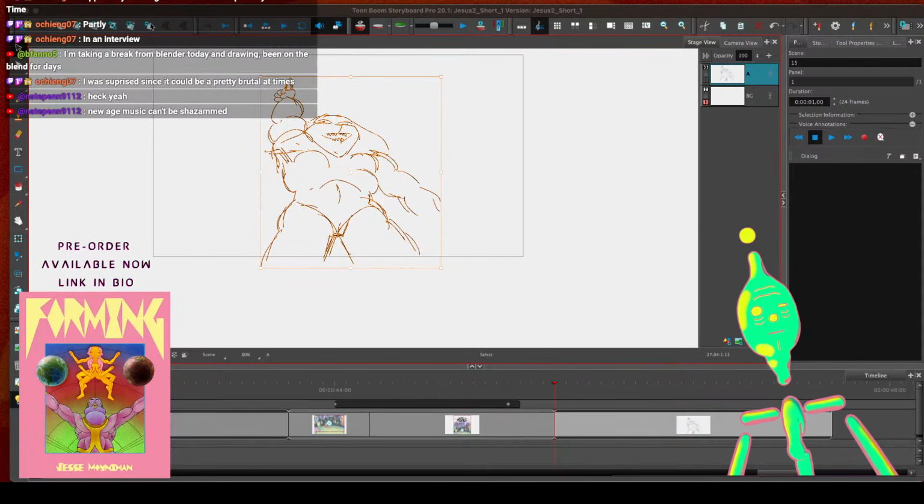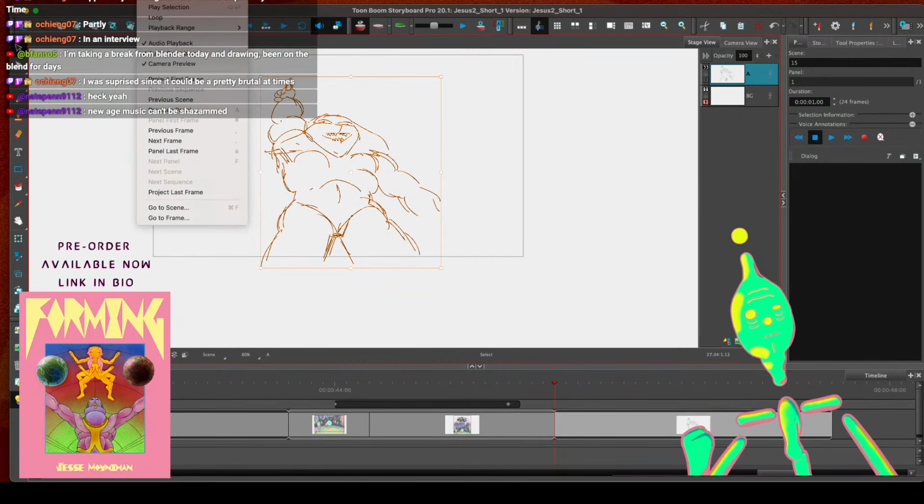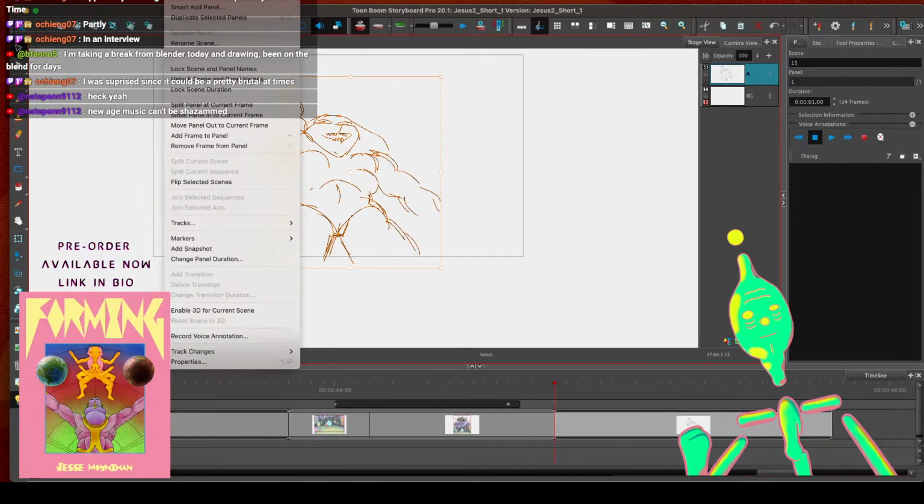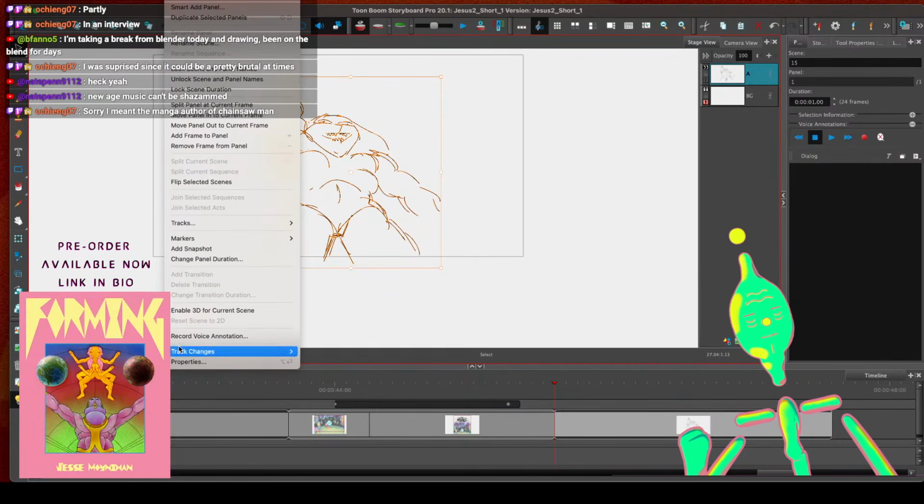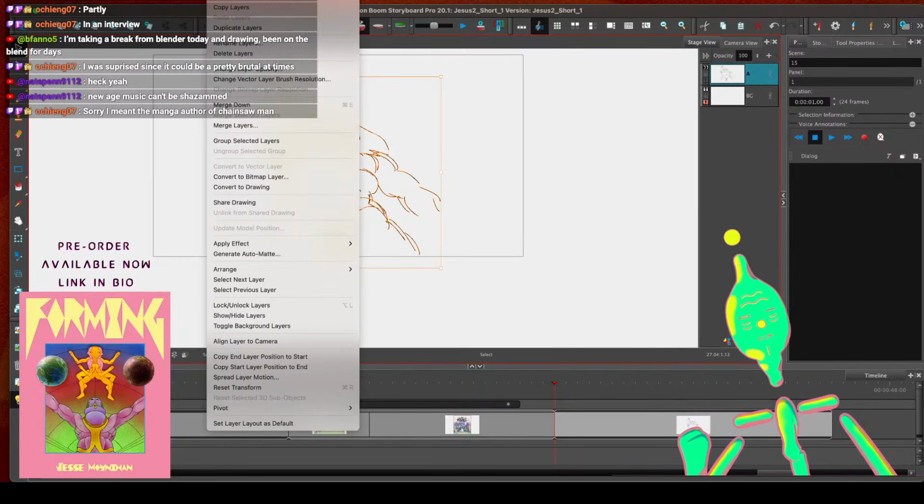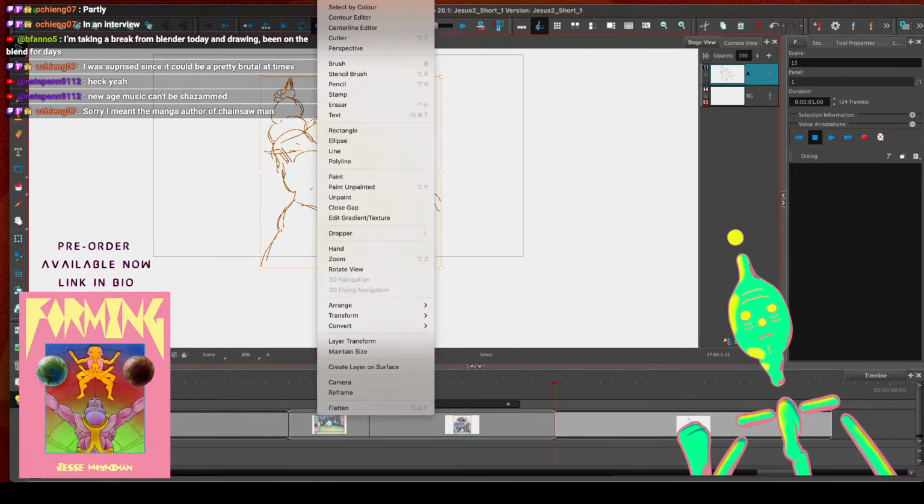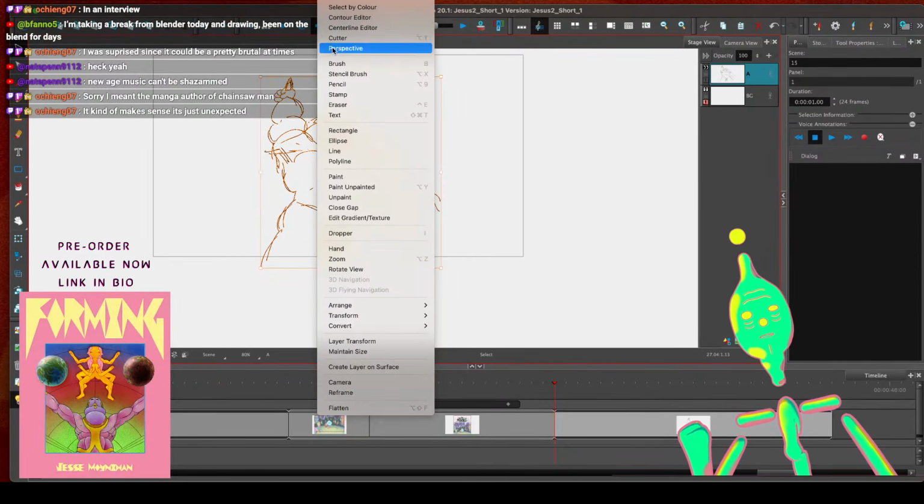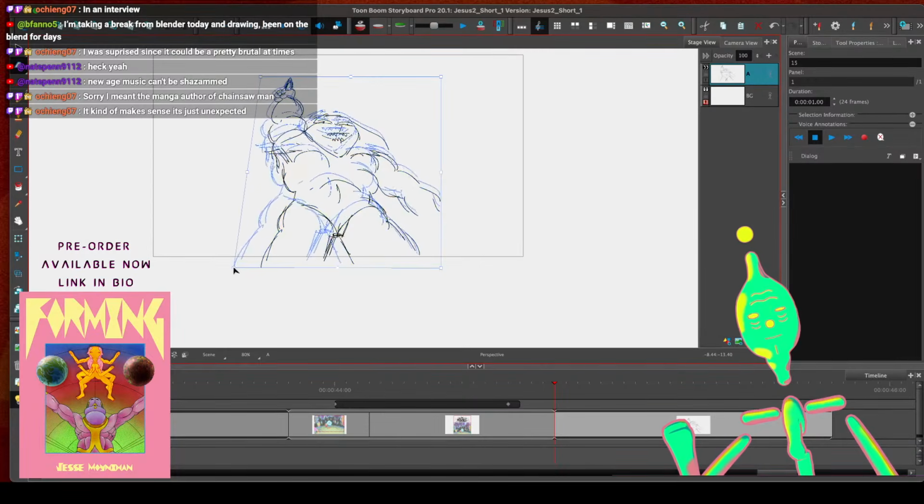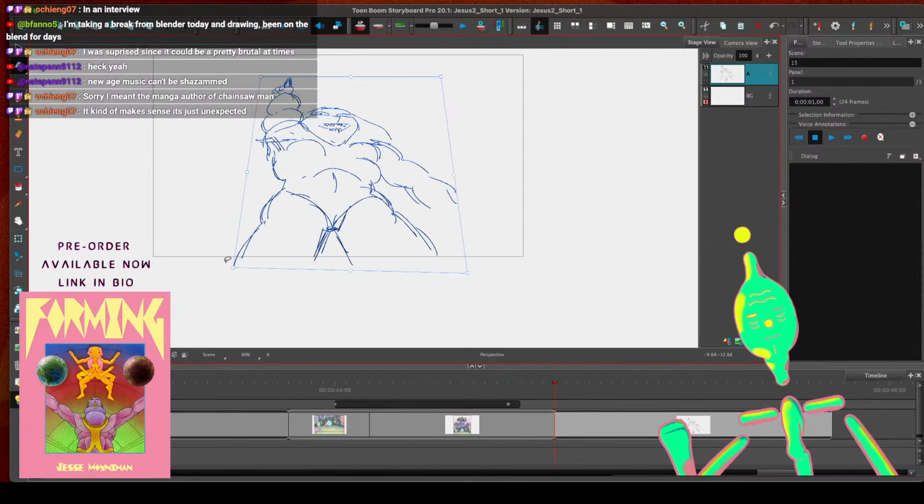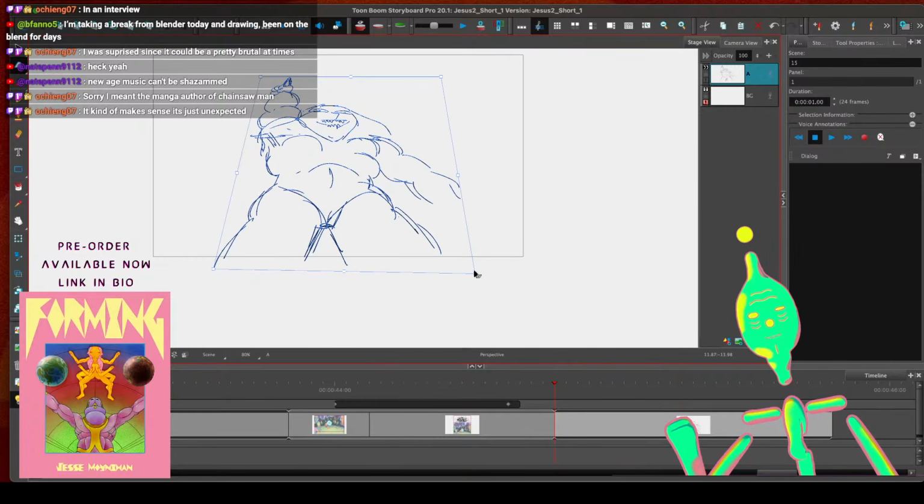I'm trying to figure out where the perspective tool is on this program. I can't remember. It should be in tools, but perspective, there it is. Found it. Let's exaggerate this a bit.